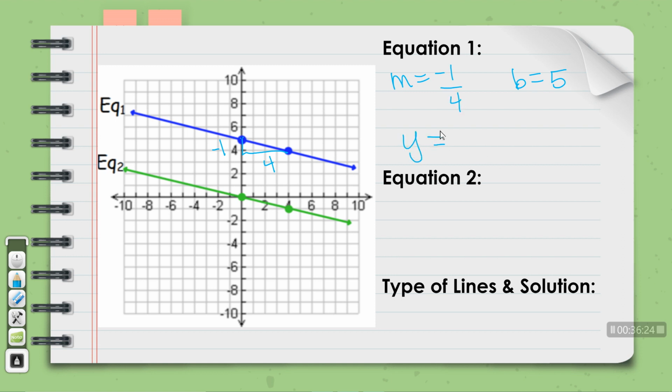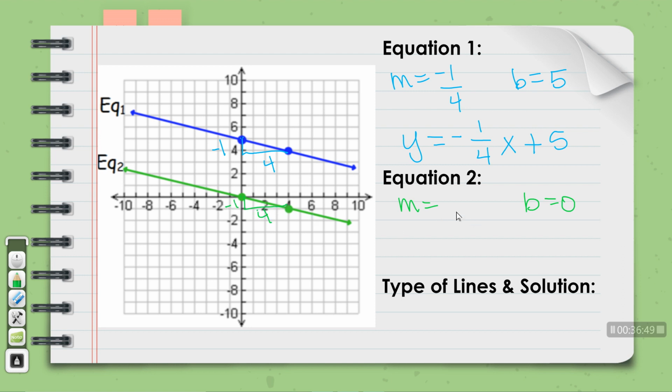I have enough info to write my equation. y equals negative 1/4 x plus 5. Always have your y and x in your equation. Green line, find your m and b first. B starts right here. What point is this? 0. B equals 0. So we're going to go down 1 and right 4.